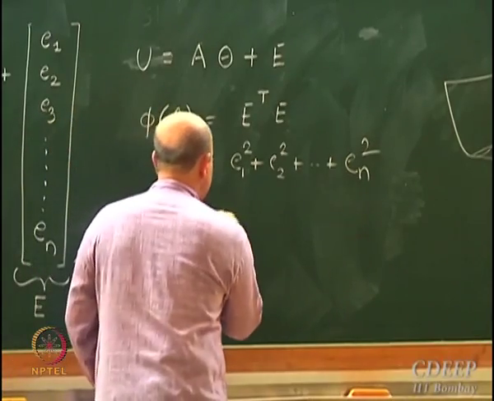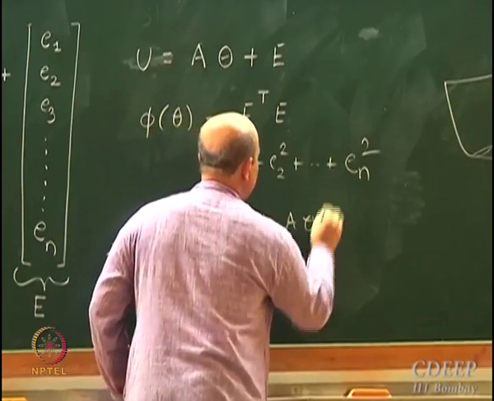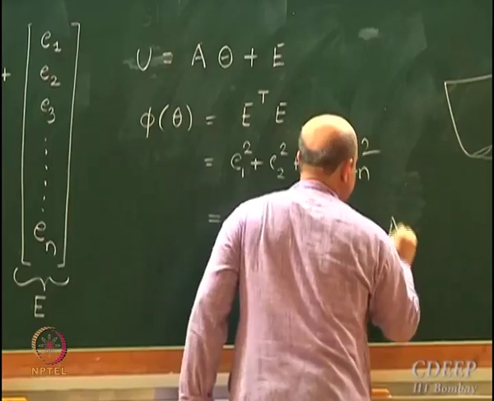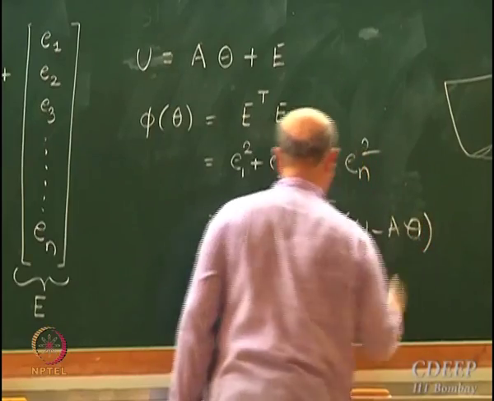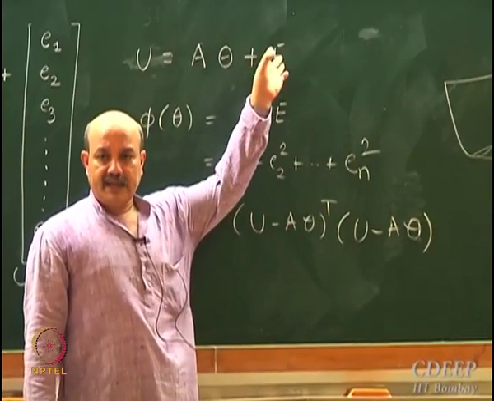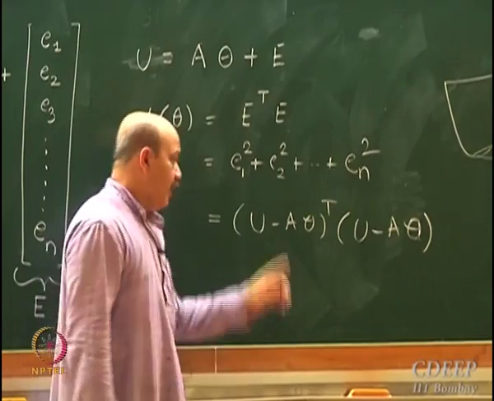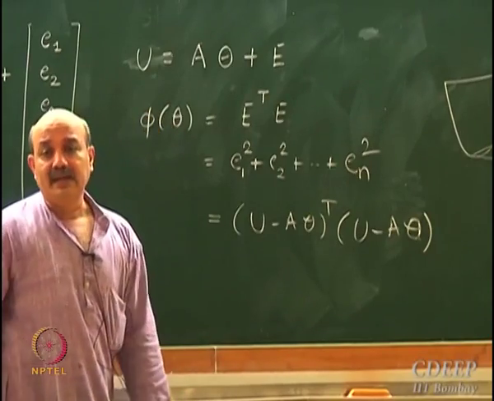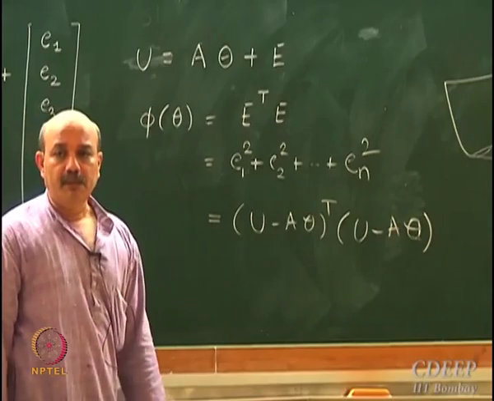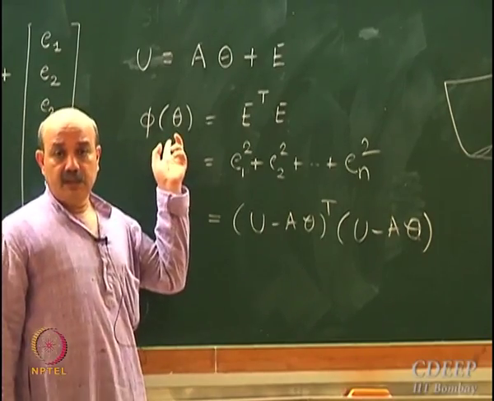So what is this? This is equal to U minus A theta transpose U minus A theta. Right? What is E? U minus A theta. Now, how do I find the optimum? This is a scalar function. Is this a scalar function?